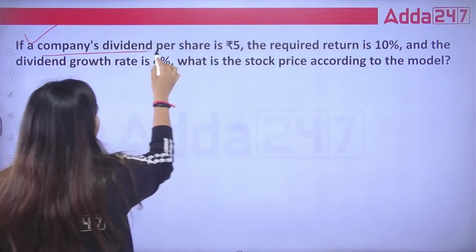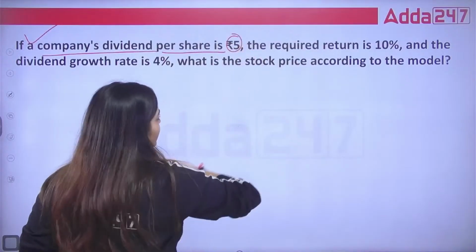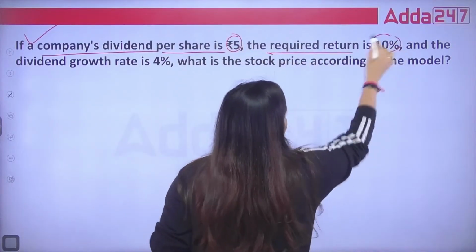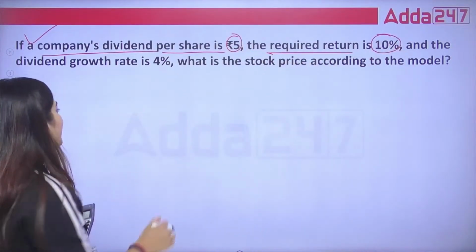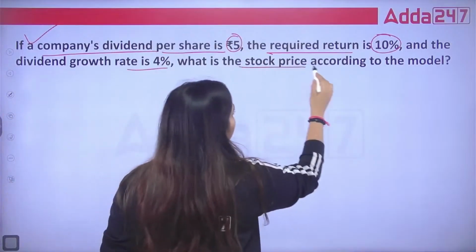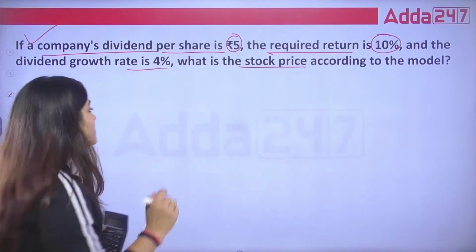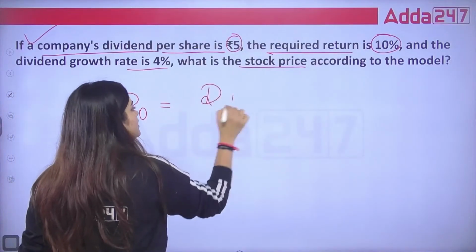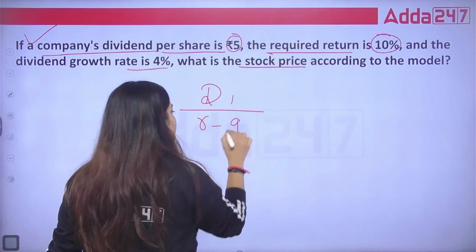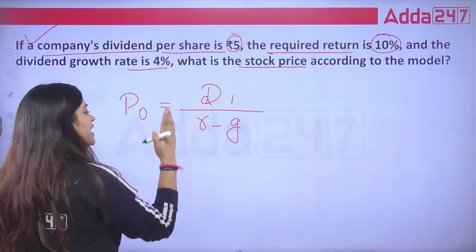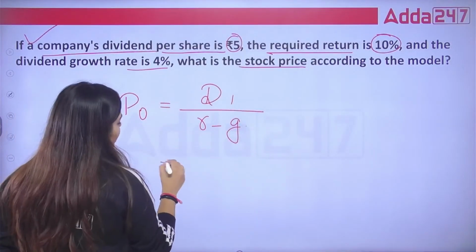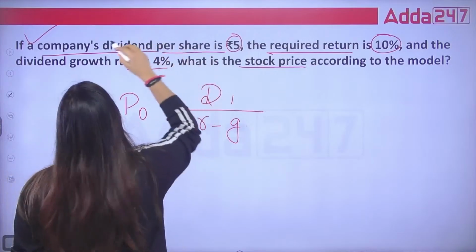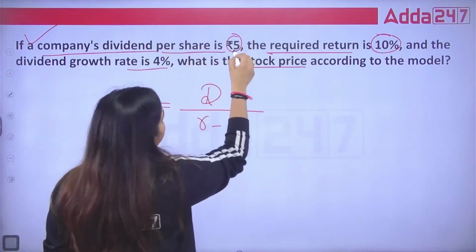So if a company's dividend per share is ₹5, the required rate of return is 10% and the dividend growth rate is 4%. What is the stock price according to the model? Now again, let's use the same formula. Dividend that you are going to receive after 1 year divided by R minus G. So here D1 is what? D1, company's per share dividend.